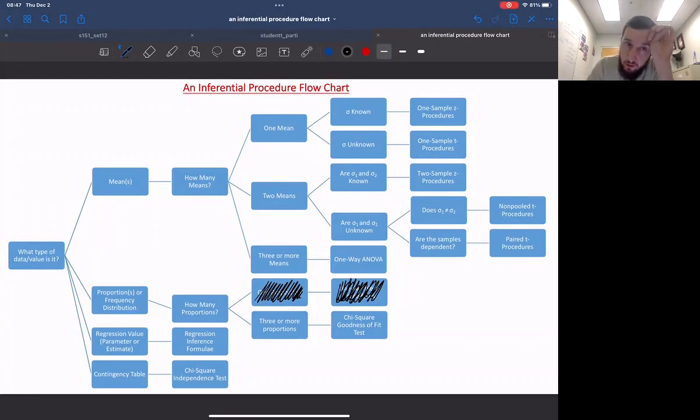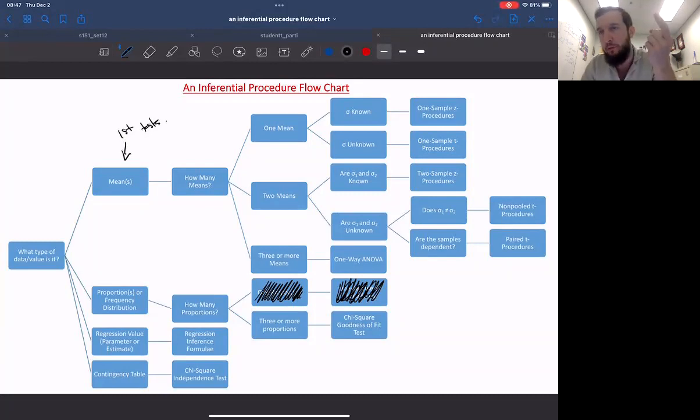So the first thing that you need to determine is what kind of data you have and what is the question that you are trying to answer. So the first two sets of tests that we looked at were based off of means. So the first set was based off of means, which are computed using a sample of continuous values. So we have either one sample or we have two samples.